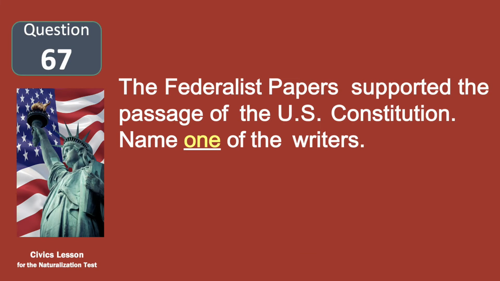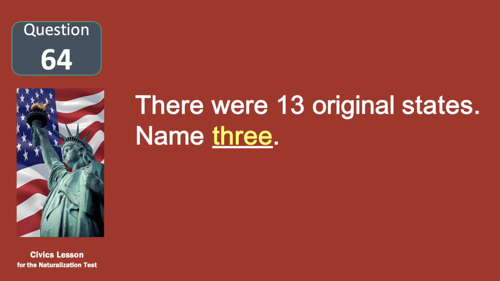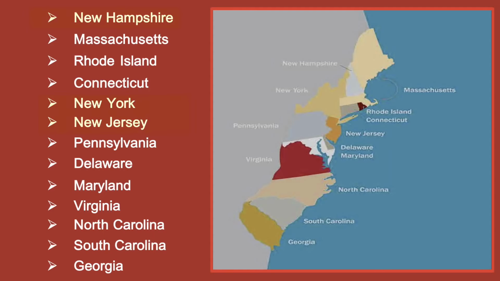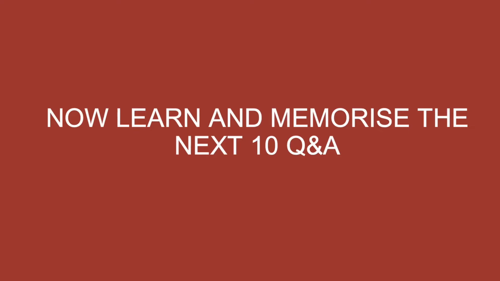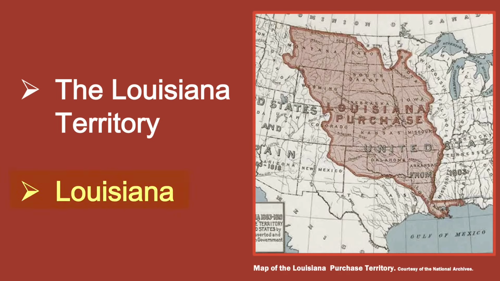The Federalist Papers supported the passage of the U.S. Constitution. Name one of the writers. John Jay. There were 13 original states. Name three. New Hampshire, New York, New Jersey. What territory did the United States buy from France in 1803? Louisiana.